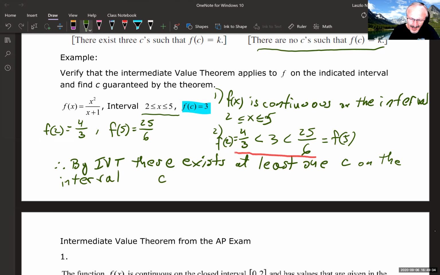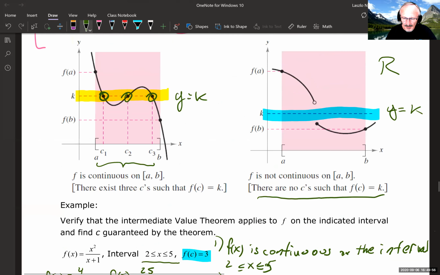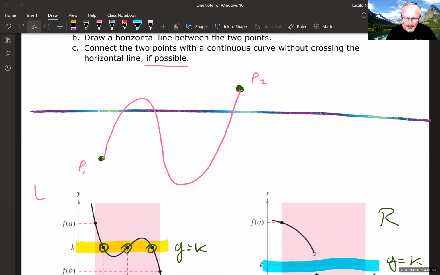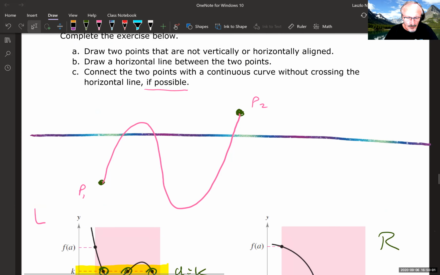where C has to be inside 2 to 5, such that f of C is equal to 3. Notice I never indicated whether it's 1, 2, or 3. We don't know. All the intermediate value theorem tells us is that there's going to be such a value. And looking back at the drawing that we made here with the 3 conditions that you have there, obviously this is something that must take place.